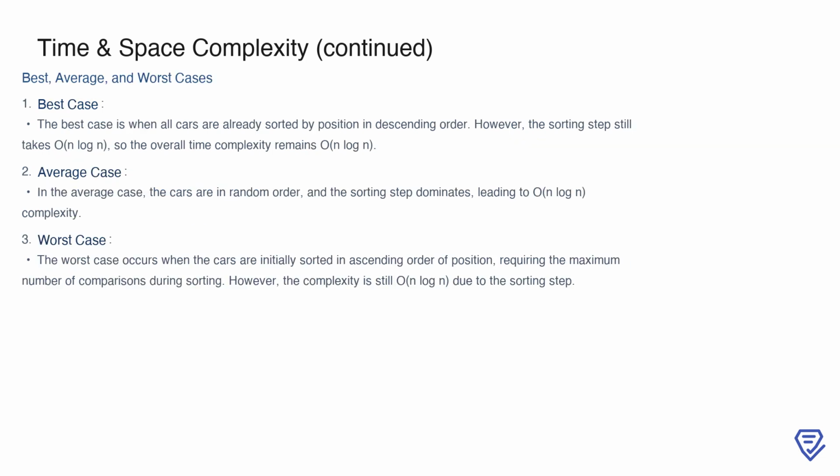Now, let's discuss how the solution performs in different cases. In the best case, the cars are already sorted in descending order of position. However, even in this scenario, the sorting step still takes O(n log n), so the total time complexity remains O(n log n). For the average case, where the cars are in a random order, the sorting step continues to dominate, resulting in the same O(n log n) complexity.